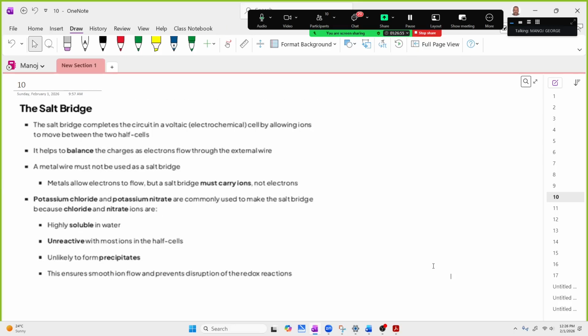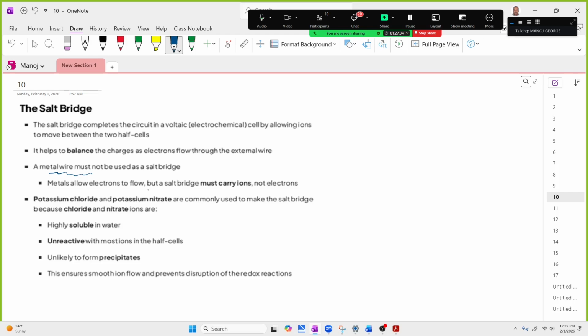The salt bridge completes the circuit by joining both the electrolytes. It helps to balance the charge as the electrons flow, because it keeps the electrolytes neutral. It neutralizes any charge build-up in the solutions. This is also a question I have seen in the exam: why a metal wire should not be used. A metal wire is not good for acting as a salt bridge, because you need the ions to move, and the metal wire only allows the electrons to move. It doesn't allow the ions to move. That is why a metal wire should not be used.